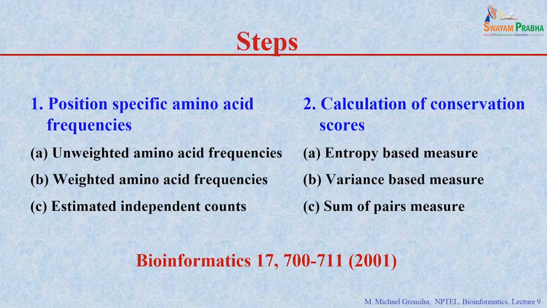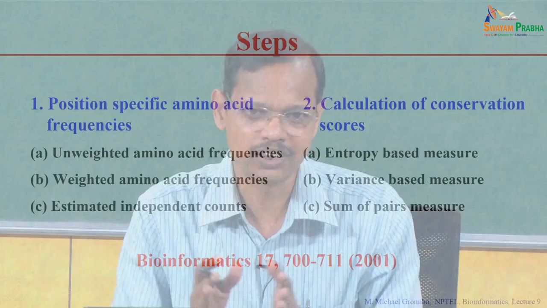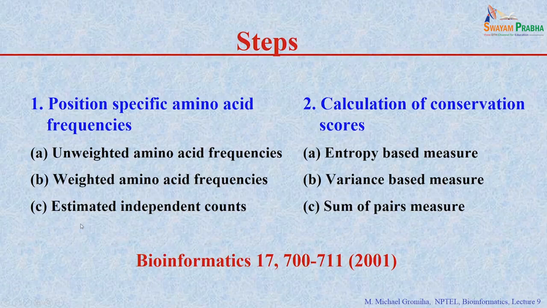This involves two different steps. First step, we need to get the amino acid frequencies: at each position, how far each amino acid residue is preferred at a particular position. And then the second part, we convert these frequencies into scores. There are various ways to get the frequencies as well as to get the score. I listed 3 different ways to get the frequencies. One is unweighted amino acid frequencies. Here we do not give any weightage. All amino acids are treated the same, all sequences are treated the same.